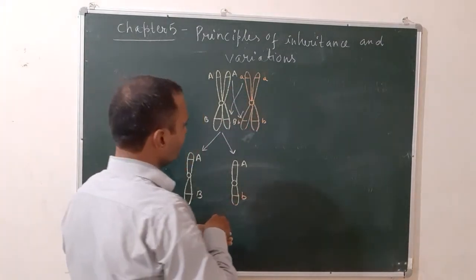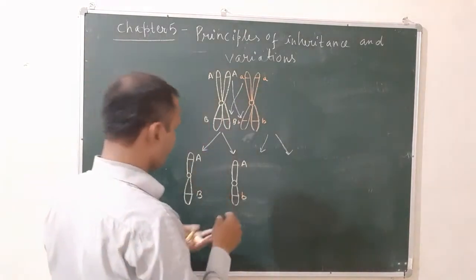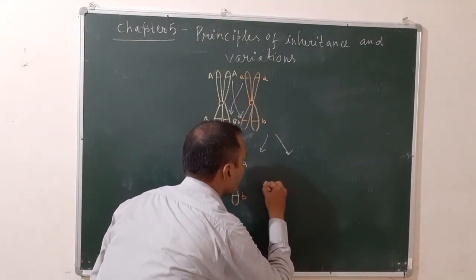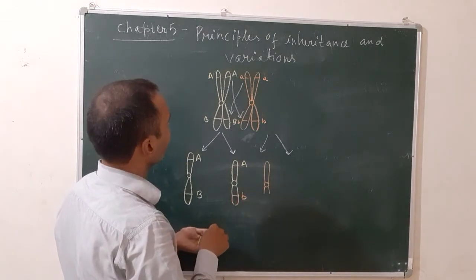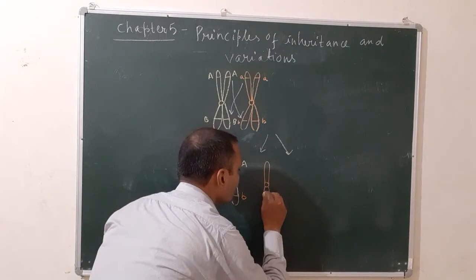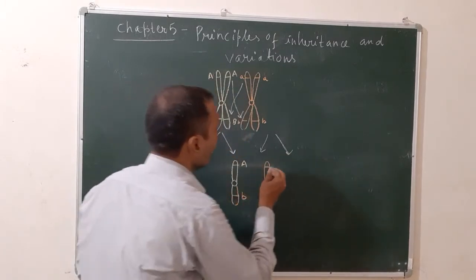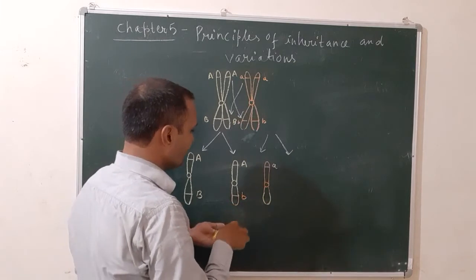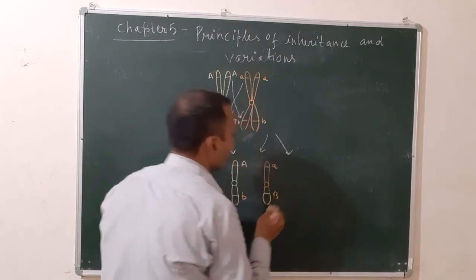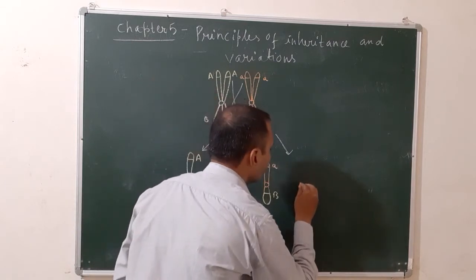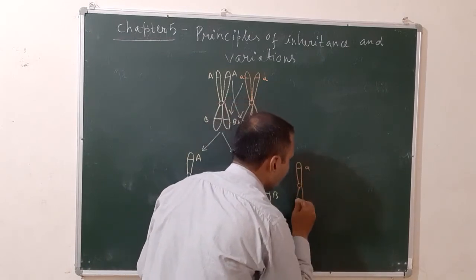Now let us see the third combination. When this chromosome splits, it will produce small a, capital B. Third combination, that is small a and capital B. This part exchange of genes takes place. So there will be small a and there will be capital B. And the last combination will be small a and small b.